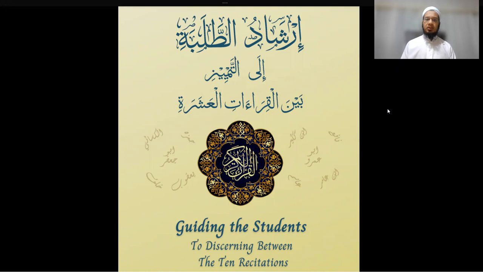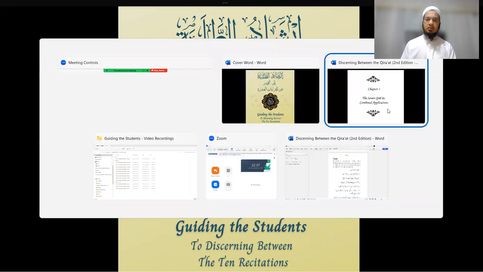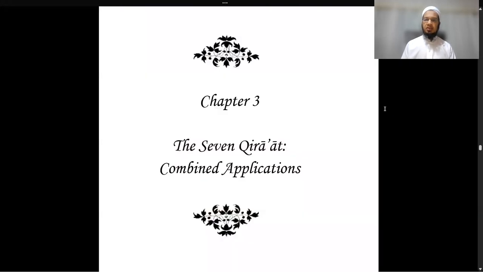This is lesson 14 on the course on guiding the students to discerning between the 10 recitations. In this lesson, we'll now be looking at the combined applications. What we mean by this is that when you hear a particular way of reciting, it's not just one qari or rawi. It could be two, it could be three, it could be even more than that. So you don't know exactly what it is, but you can narrow it down. From amongst all the seven qurra, amongst all the 14 ruwat, you can narrow it down to maybe two or three of them. Then you have to listen for other applications to identify it further and figure out exactly who the qari or the rawi is.